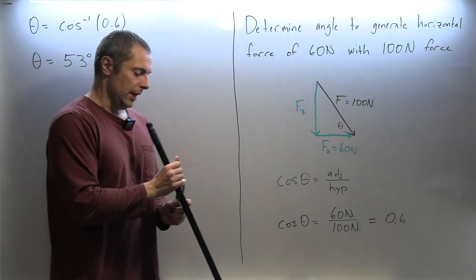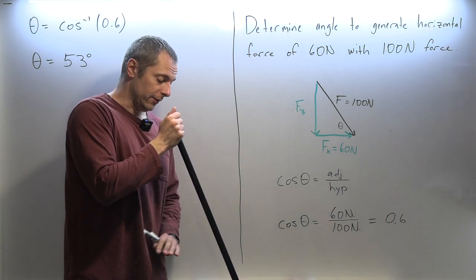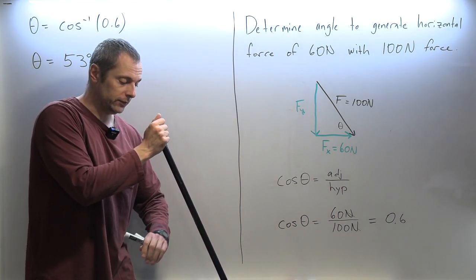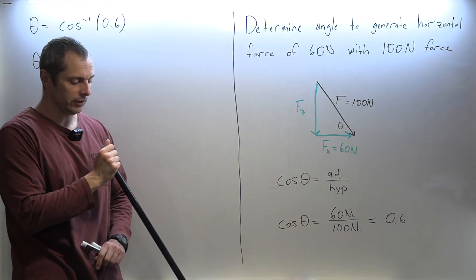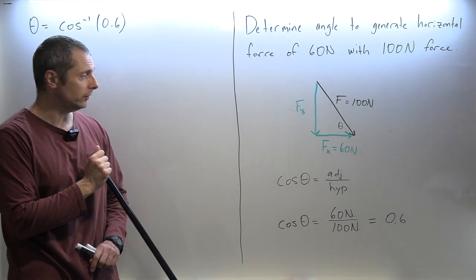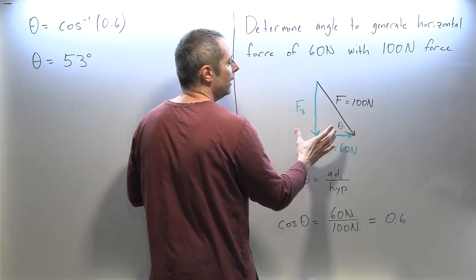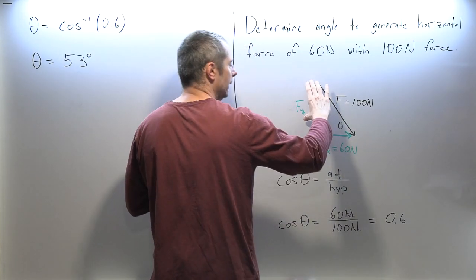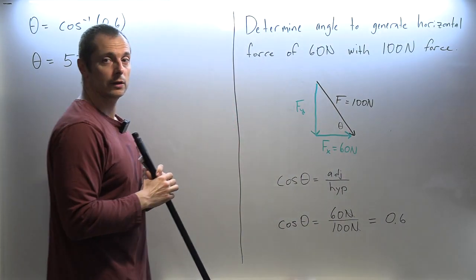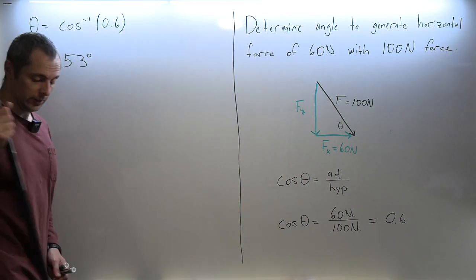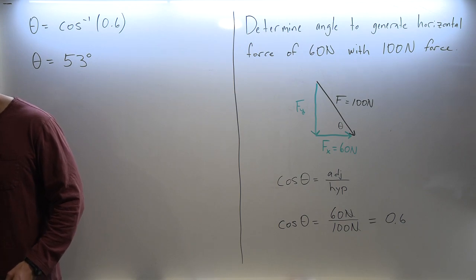So at 60 degrees, I had a 50 Newton horizontal component. If I go to 53 degrees, a little bit less than 60, I get more horizontal component because I'm tilting this more horizontal, and that'll lengthen this x part and shrink this y part. Okay? And 53 degrees instead of 60.